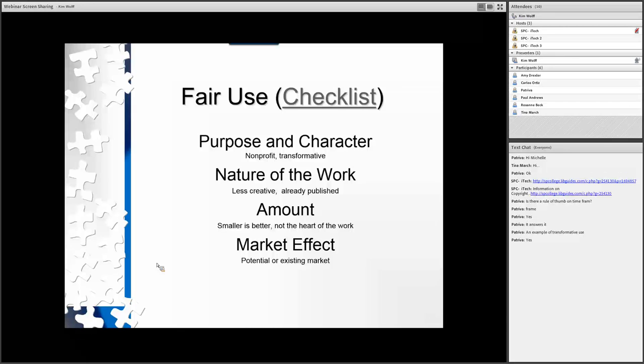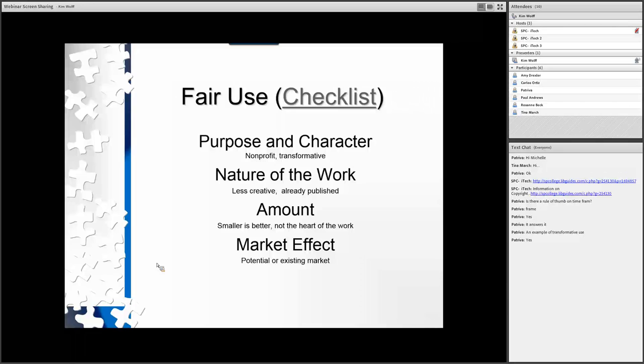Because we don't want to use what's considered the heart of the work or the essential portion of the work without considering the copyright. So smaller is better in general, but we certainly don't want to just take a small amount that may be the actual heart of the work.